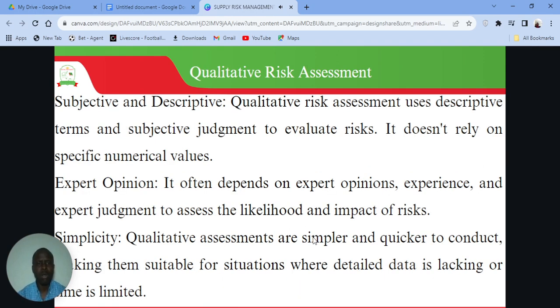And then when we talk about the qualitative risk assessment, we are looking at it being subjective and descriptive. So we can describe what we think about the probable risk in terms of giving our subjective judgments. And then we can also rely on expert opinions. Maybe we have people that have participated in supply chain risk management activities. They can give us an expert opinion of what they think or the probability of risk. And it is also a very simple method to use, and it is also very quick to conduct.